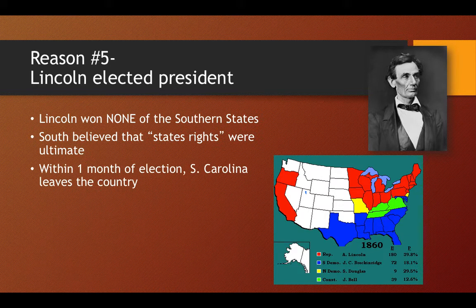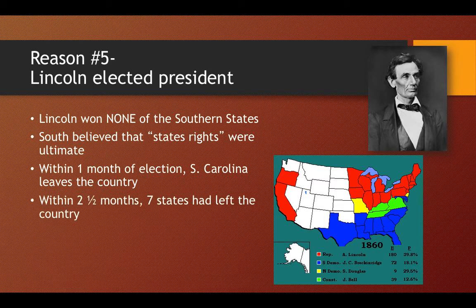The election itself is November 6, 1860. That was the first Tuesday in November of 1860, just like how we run our presidential elections today. Every 4 years, on the first Tuesday of November, we go and vote for President of the United States. Within 1 month of that election, though, South Carolina decides to leave the country. Within 2.5 months of that election on November 6, 1860, 7 states have left the Union.